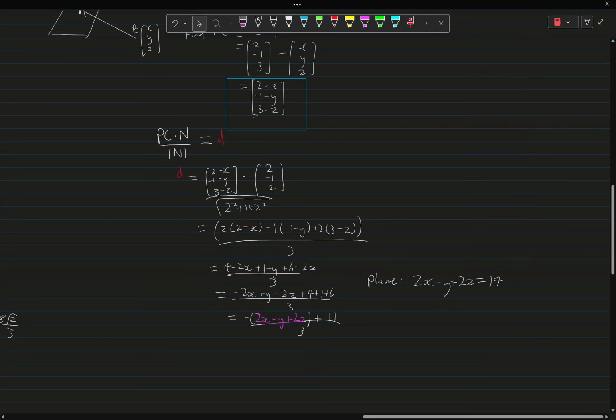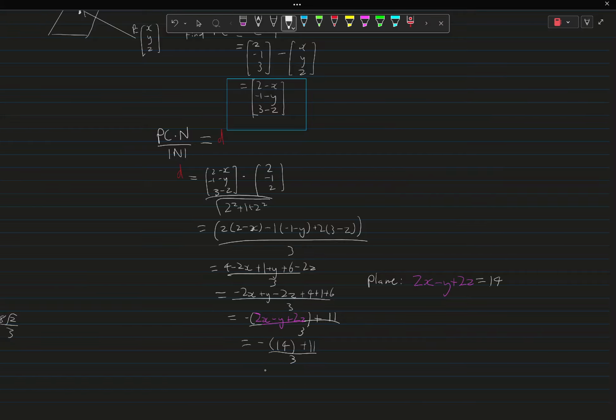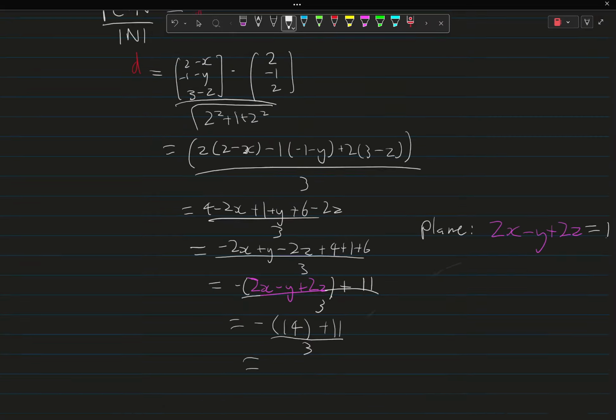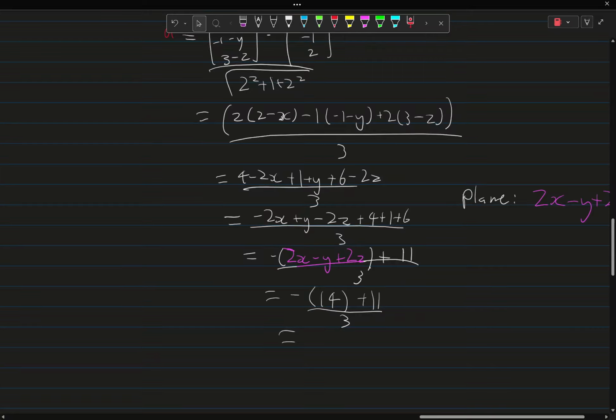P is just a random point, yeah. So we have this expression, and that's the same as the one in our equation. So we can just replace it with 14, over 3, and thus we will get negative 3 over 3, which is negative 1, but we'll just take the magnitude, which equals 1.